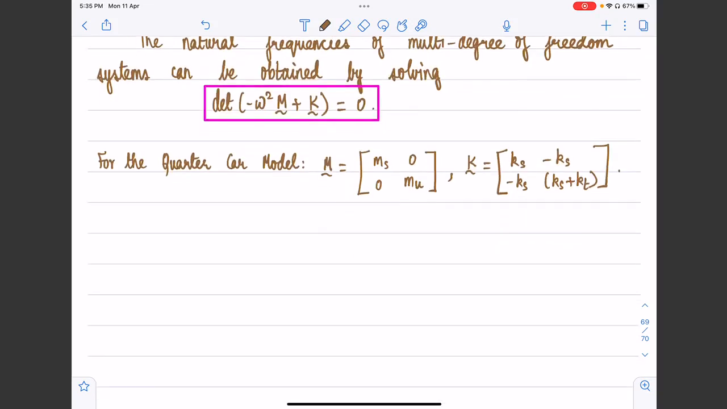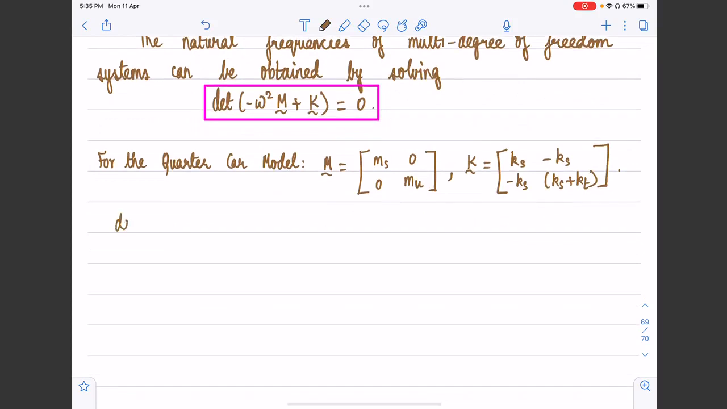Okay, so that's how it will come out as. So now consequently, if we want to solve determinant of minus omega squared M plus K equal to 0, what do I get? Okay, so I am going to write down the important steps. Intermediate algebra steps I'm going to leave it to you as an exercise. I'm sure you can figure that one out.